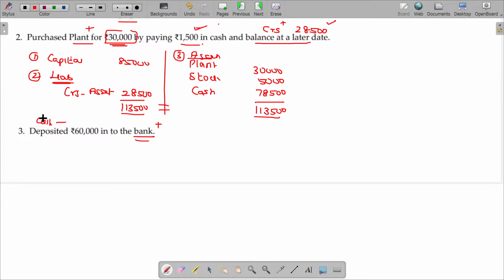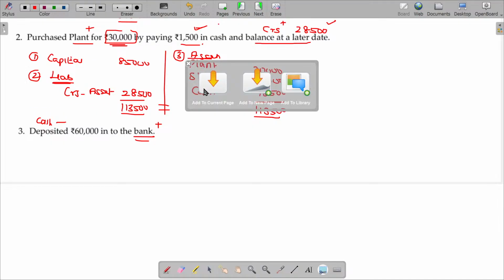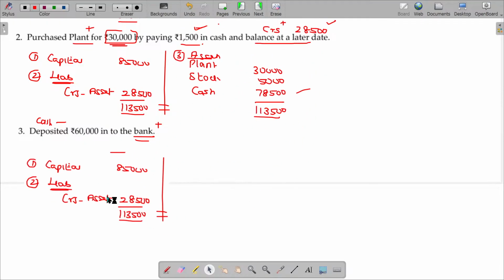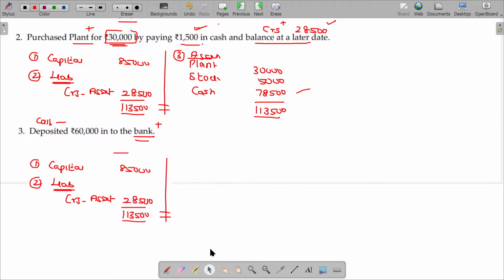How much cash do you have currently? 78,500. Out of 78,500, you are paying 60,000 into the bank. The liability side remains the same. Clear? No problem here. Which side is now changing?